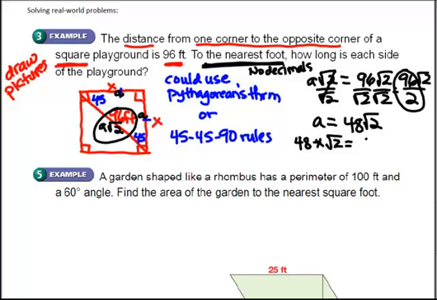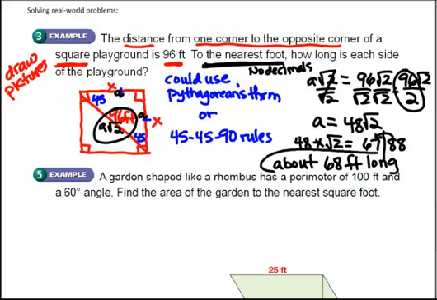My calculator says 67.88. Nearest foot means my cutoff is here. What does the 8 do to the 7? It makes it go up. So it's about, now I'm using the word about, saying I'm rounding, 68 feet long. And I have my answer.